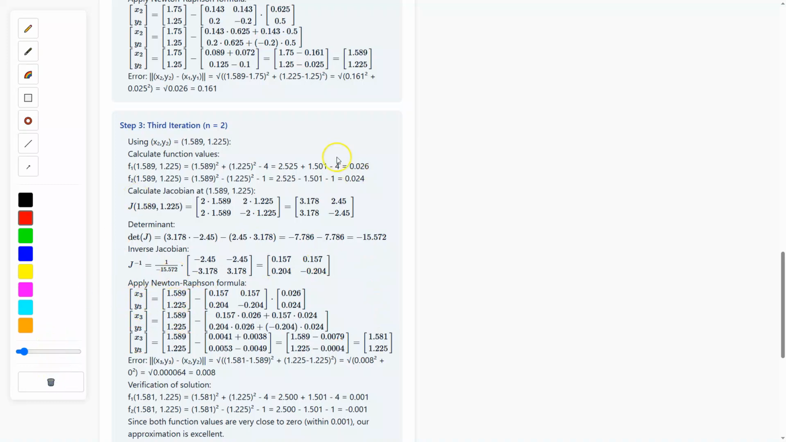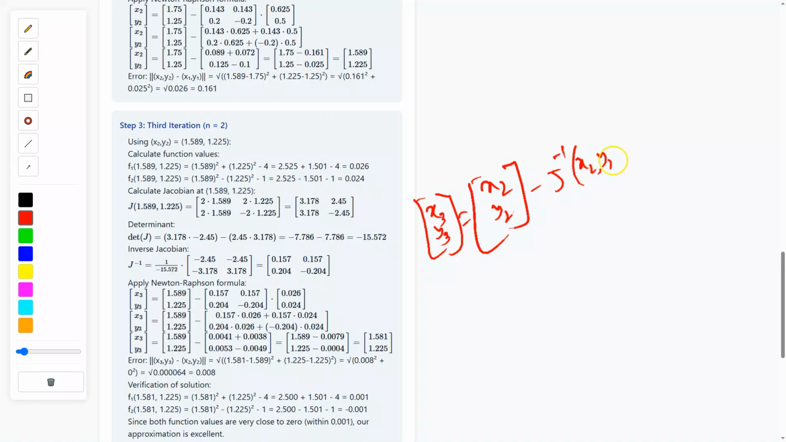After getting the inverse of the Jacobian, we have to use the Newton-Raphson formula. So here x3, y3 is nothing but x2, y2, then minus Jacobian of x2, y2, and then into the function of x2, y2. So if I plug that, this is nothing but x2, y2, then the inverse of the Jacobian, then the function value. After plugging that, we will get x3, y3 as 1.581 and 1.255. Then we have to calculate the error. So the error you will get is 0.008.